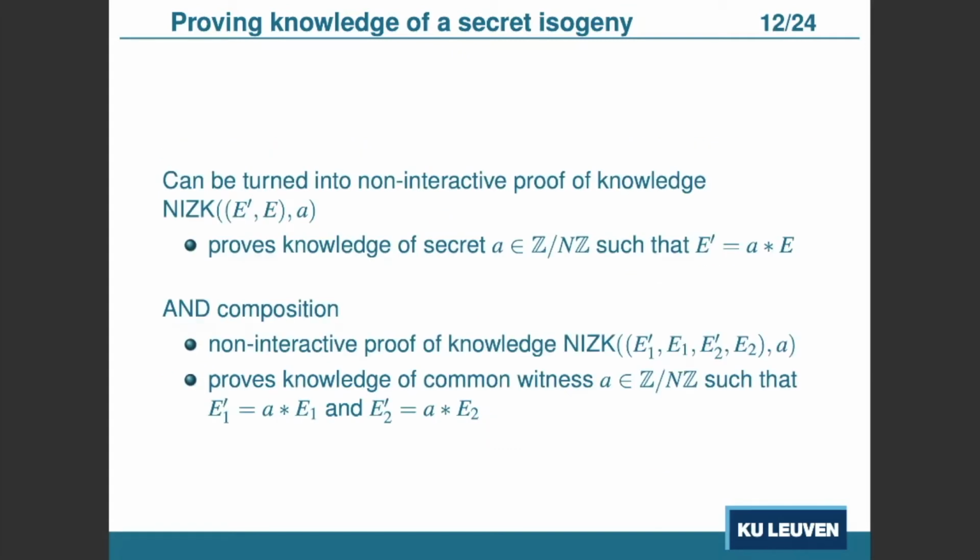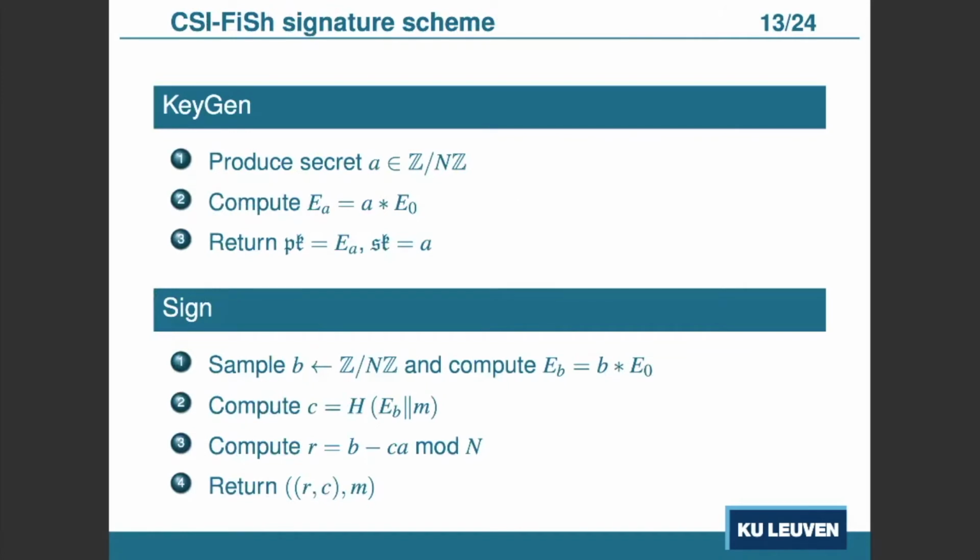And we will also use a very standard way to compose Sigma protocols that gives you proof of knowledge that two isogenies connecting two pairs of elliptic curves are actually the same. Again, we will only use the non-interactive version. In Fiat-Shamir, if you hash a public message, then you get a signature on it. This is basically how the CSI-FiSh signature scheme is derived from the previous identification protocol.